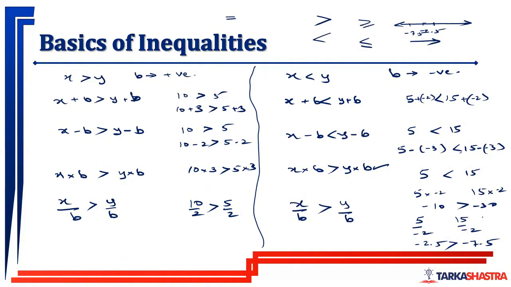So in short, if there is an inequality and it is added, subtracted, multiplied or divided by a positive value, it does not change its nature. And if there is an inequality and we add or subtract a negative value from it, the inequality does not change its nature. The only change happens when an inequality is multiplied or divided by a negative value.